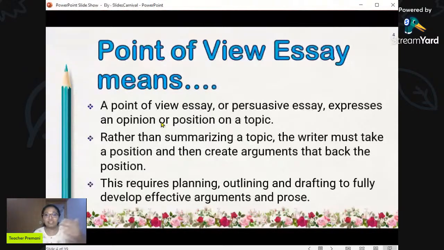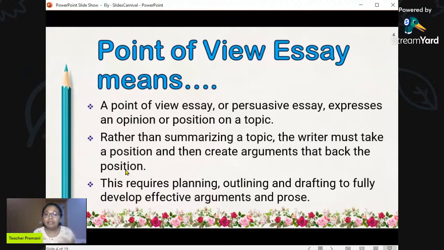Okay, so let's see further meaning of point of view essay. Rather than summarizing a topic, the writer must take a position and then create arguments that back the position. It means you are not merely summarizing the content, but you must put the argument, and then you must back it up. That's why all the teachers will say you put your elaboration, you put your example, in the content part.